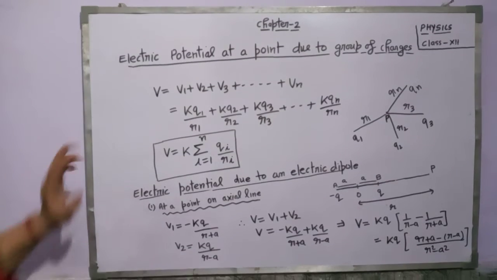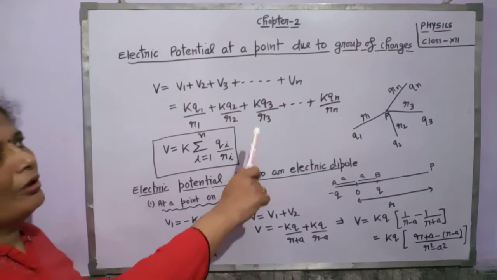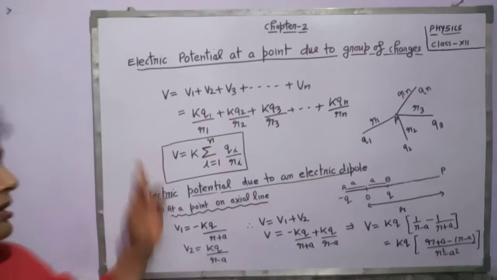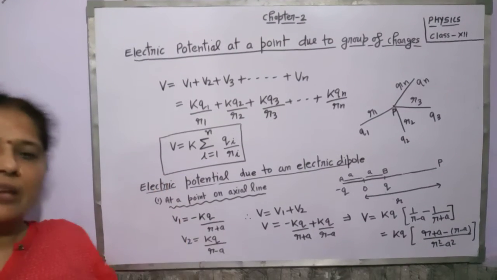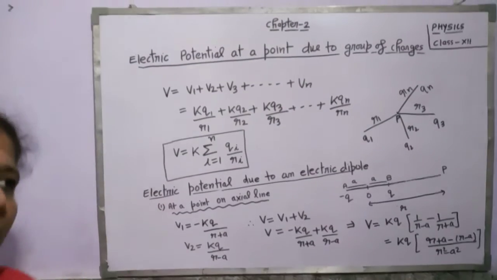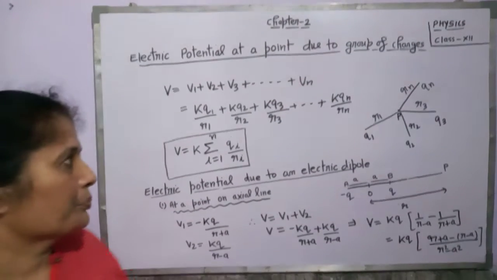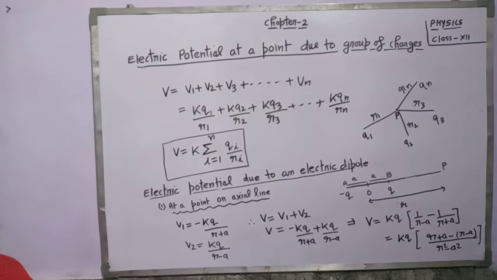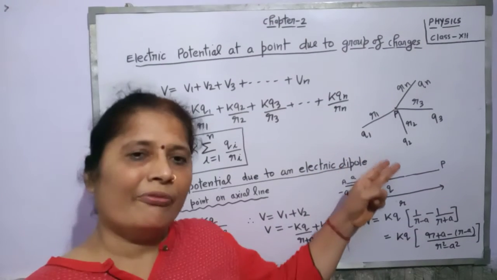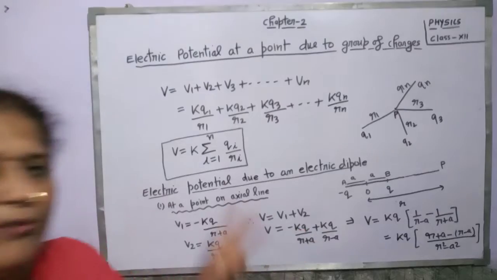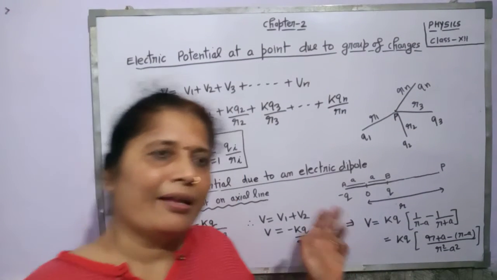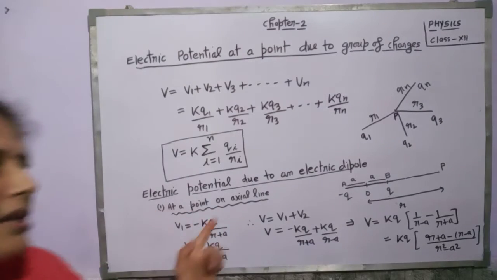Now the topic is electric potential at a point due to a group of charges. Since electric potential is a scalar quantity, for a group of point charges we use the ordinary laws of algebra. That means if Q is positive, then potential V is positive, and if Q is negative, potential is negative.